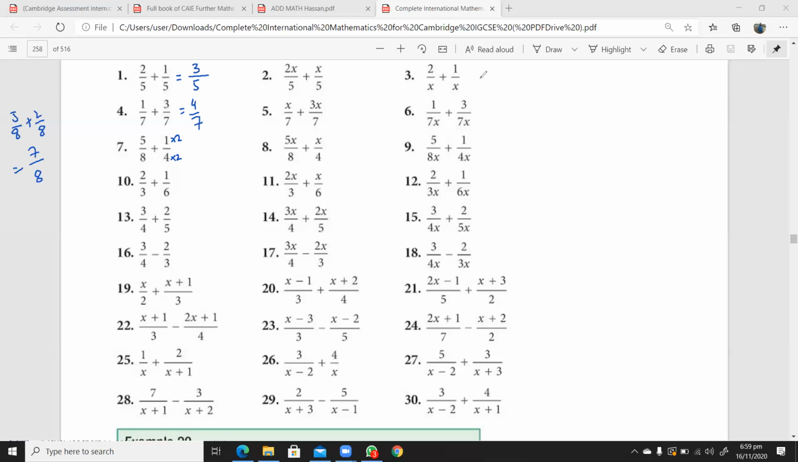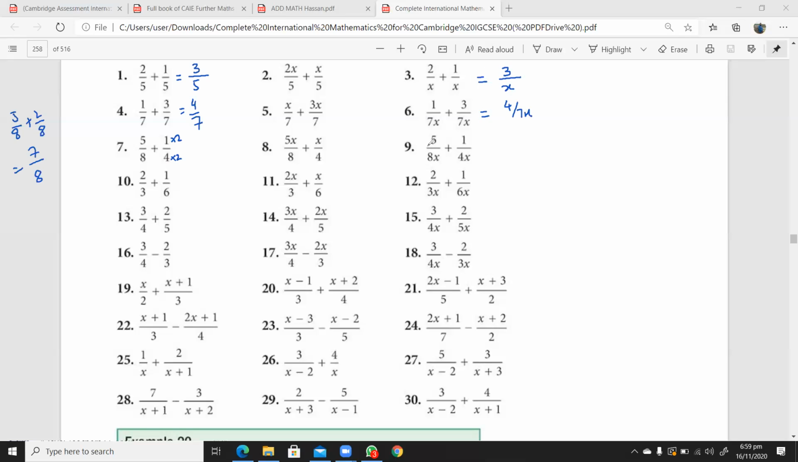Okay, if I move on to this third question, this is 2 out of x plus 1 out of x. So we have these two like fractions. Yes, both of them have x as the denominator, and obviously these are like fractions. So we can simply write this as 3 over x. We can easily write this as 4 over 7x.